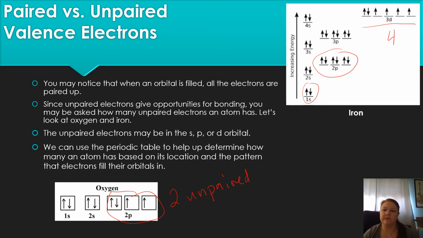So those can give opportunities either because it's iron and it's a metal, it would want to give up valence electrons. So that could happen with iron. So it helps us see how these different atoms can interact with each other by gaining or losing electrons. Now, we can use the periodic table to help us determine how many unpaired electrons an atom has based on its location and the pattern in which atoms fill their orbitals. So we're going to take a look at that pattern and how we can predict how many unpaired electrons something has.